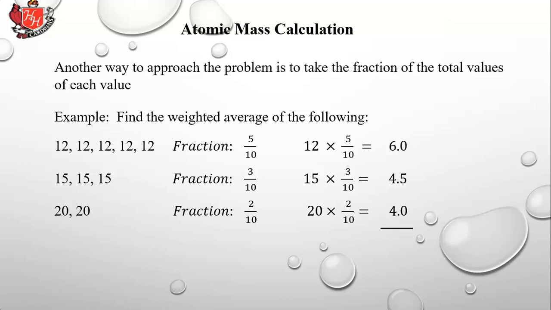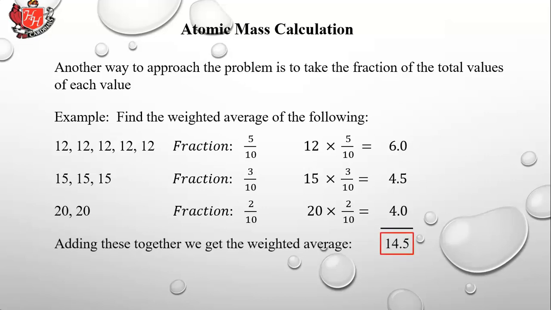2 out of the 10 values are 20s. So 20 times 2/10 equals 4. If you then take those 3 numbers that you obtained, the 6.0, the 4.5, and the 4.0, and add them together, you get the weighted average of 14.5, the same number we got on the previous slide by simply counting them all, adding them all up, and dividing by 10.